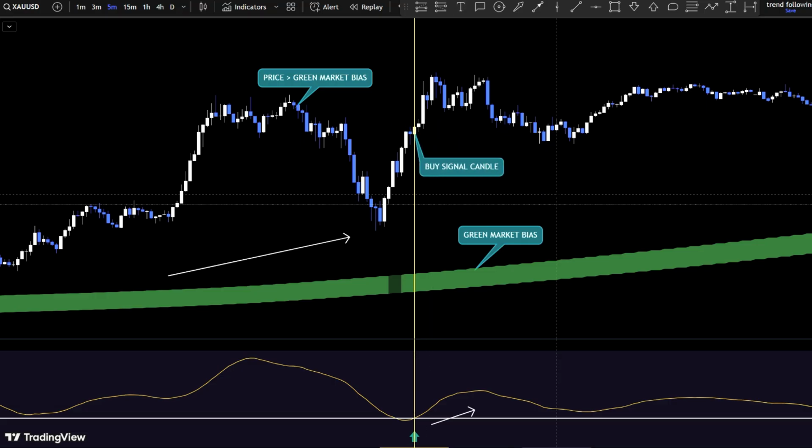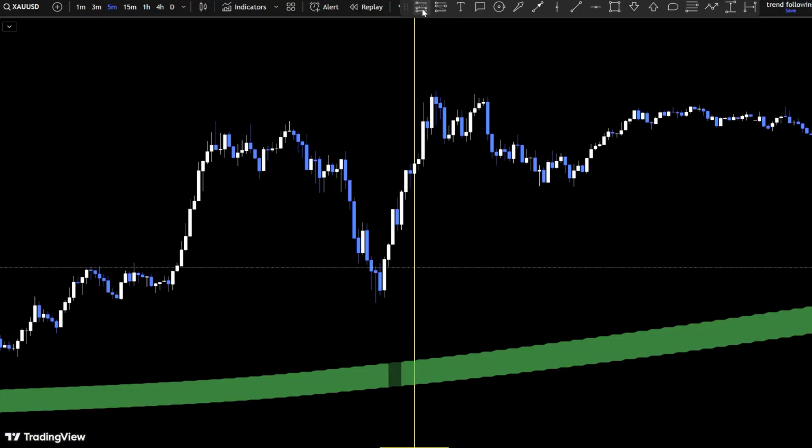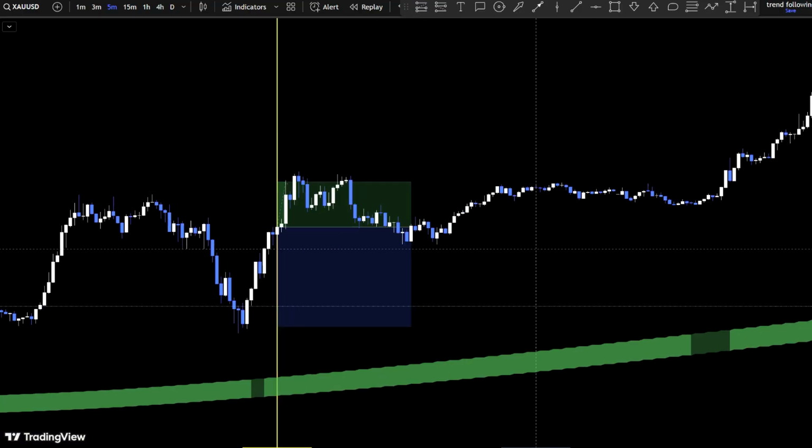Once the RSI line crosses up through the 50, we find the corresponding candle on our price chart. That's our potential buy signal candle.